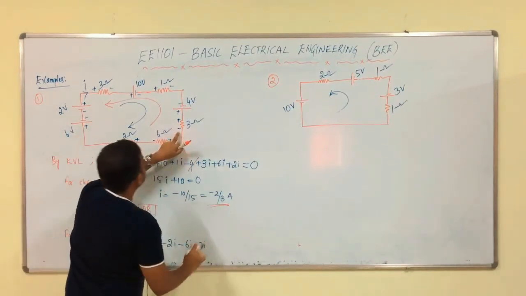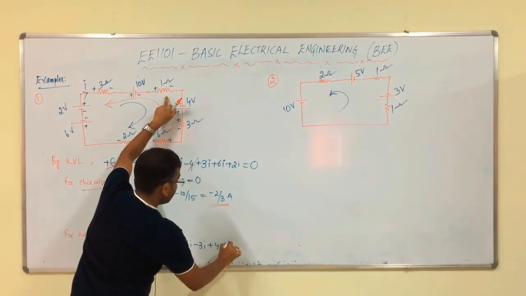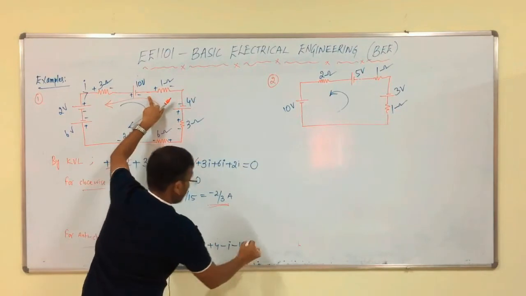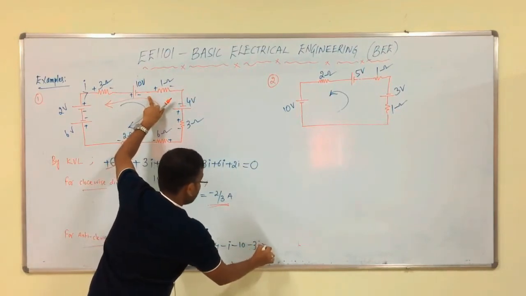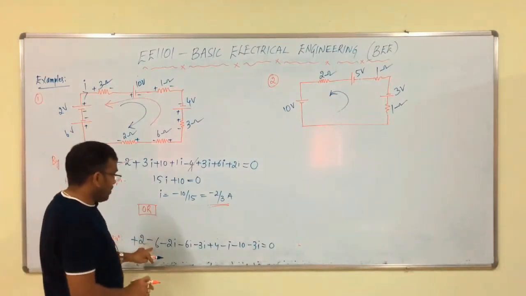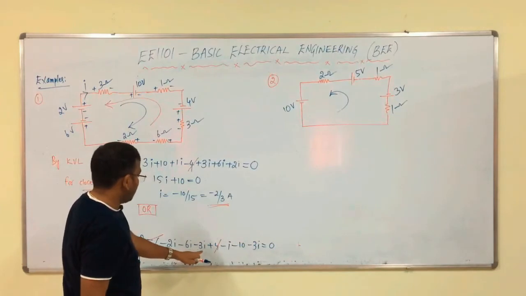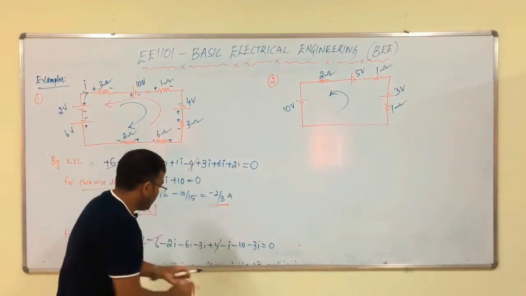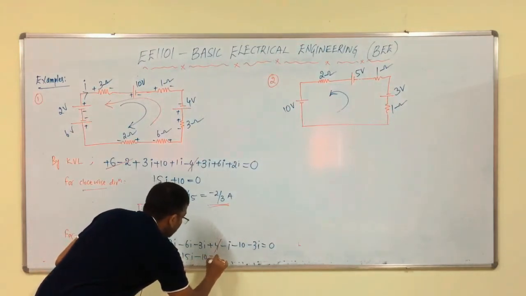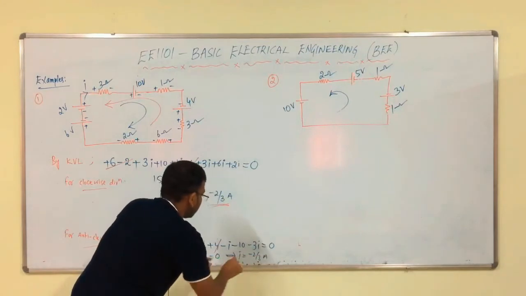Minus 3i, plus 4, and minus I, and minus 10, minus 3i is equal to 0. So, from this, plus 2 minus 6 minus 4 plus 4 cancel, and 2i, 8, 11, 12, 15, minus 15i minus 10 is equal to 0. From this, I is equal to what? Minus 2 by 3 amps.